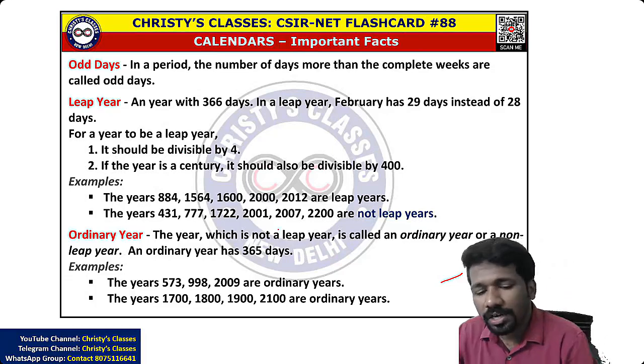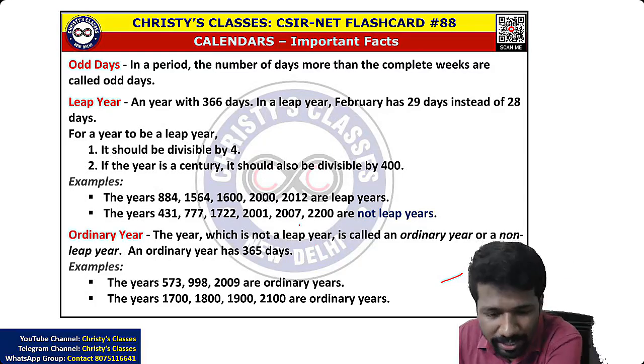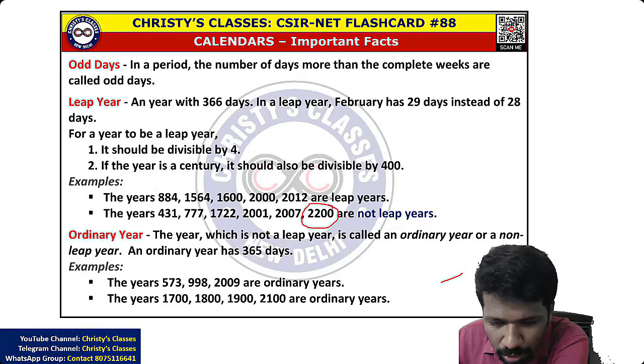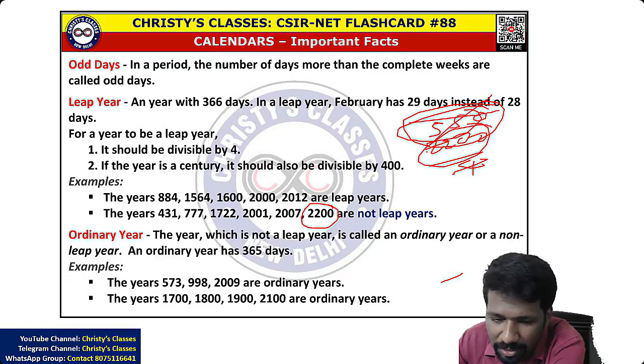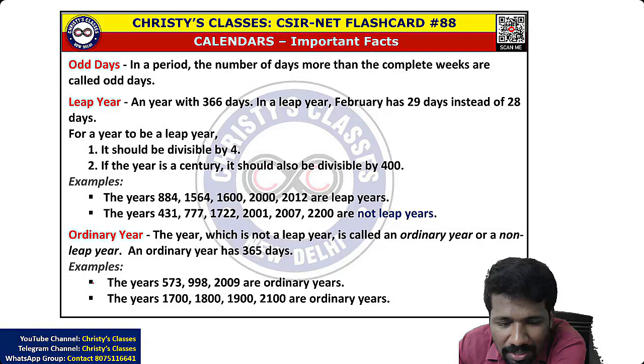हर 4 से divisible वाला numbers leap year नहीं है. That is what I am trying to say. For example, 2200 4 से divisible है ना. 2200 divided by 4, quotient क्या मिलेगा? 5, 25, 550. So no remainder. You don't have to do this. You have to use test of divisibility to get faster solution. But anyway, 2200 4 का multiple है, but still it is not a leap year. हर 4 का multiple leap year नहीं है.